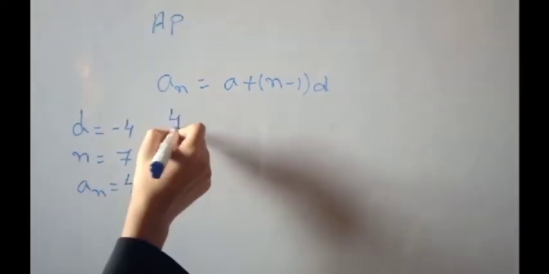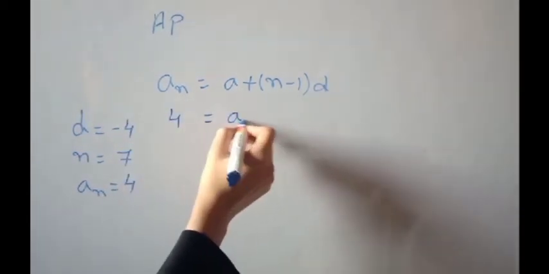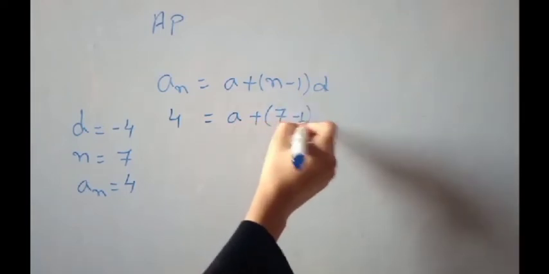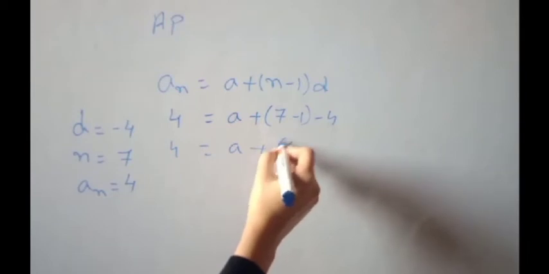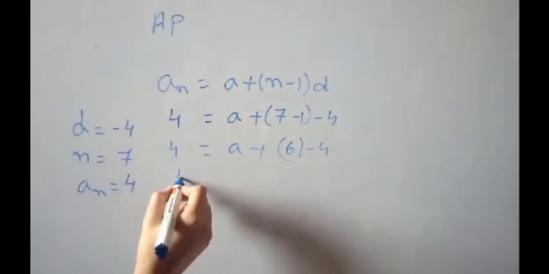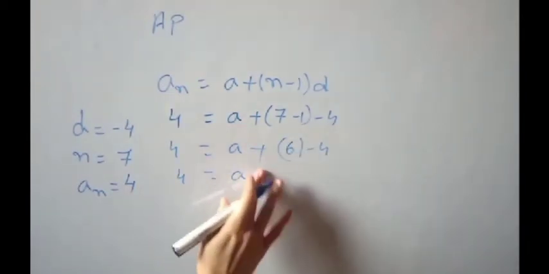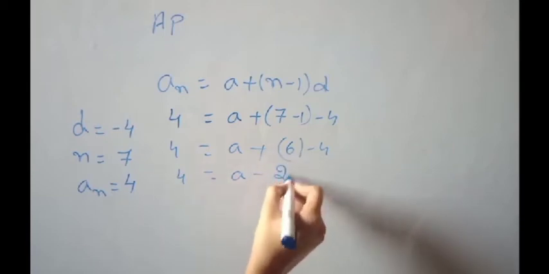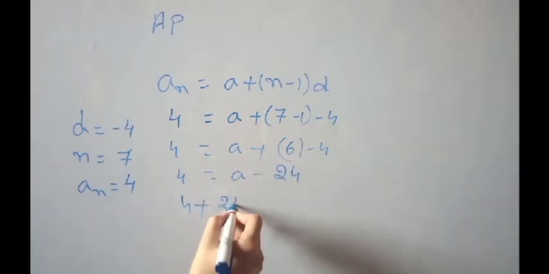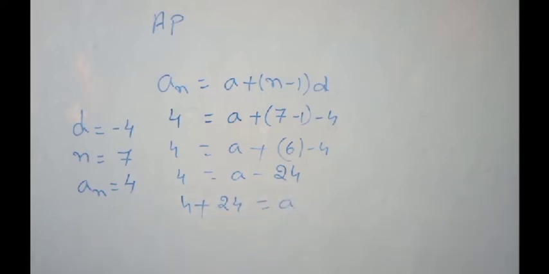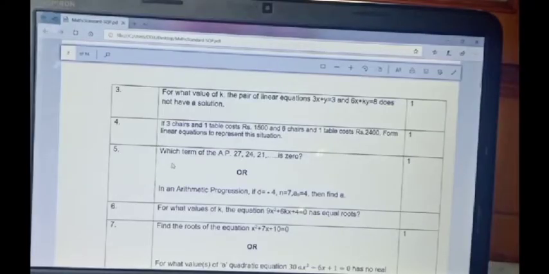So now put the value of An is 4, which is equal to A value we have to find, plus n value is 7 minus 1, D value is minus 4. 4 is equal to A plus 7 minus 1 is 6, which is into minus 4. 4 is equal to A plus into minus minus, 6 4s are 24. 4 take this side plus 24, which is equal to A. 4 plus 24, 28, which A value is 28. Next come to sixth question.